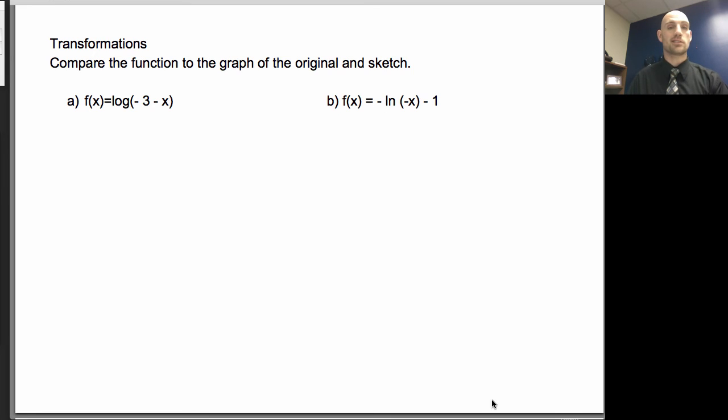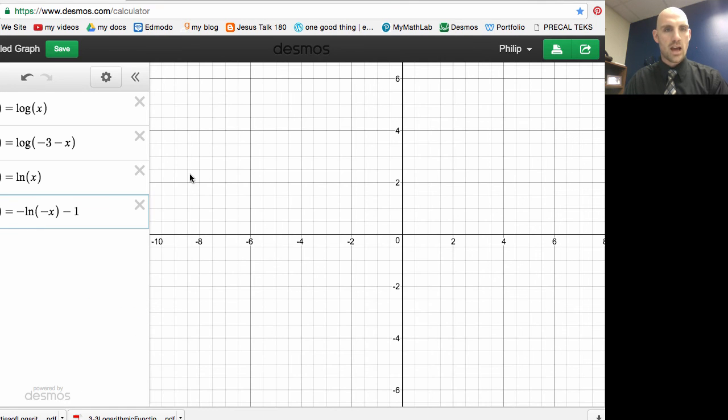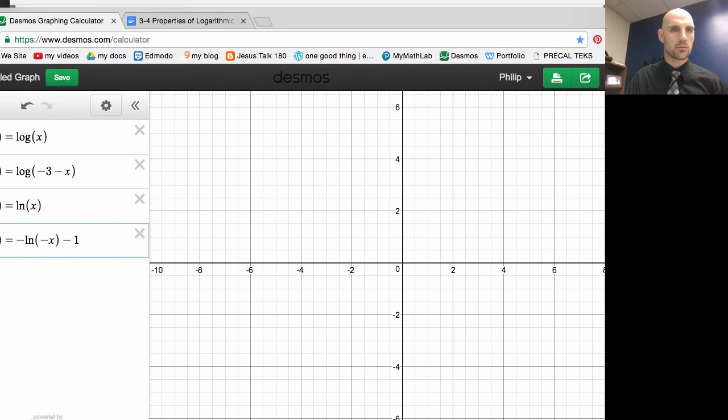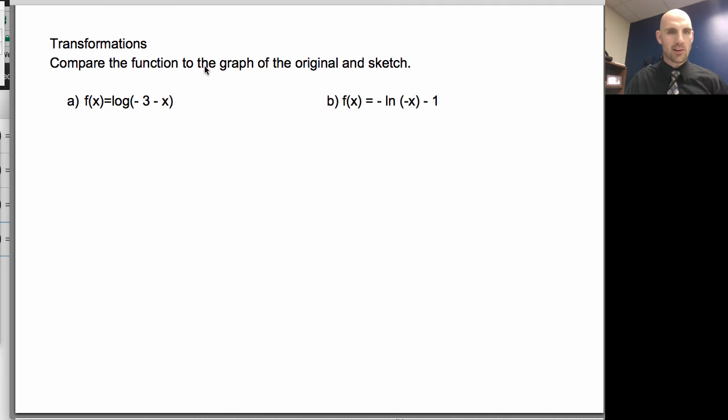We're transforming these functions. It is very much the same as what we've done. I've got a graph here for you to look at. I'm comparing the function to the graph of the original. If f of x is log of -3 minus x, my original would be f of x is equal to log of x. Let's just hypothesize. What do I think has happened inside the function?